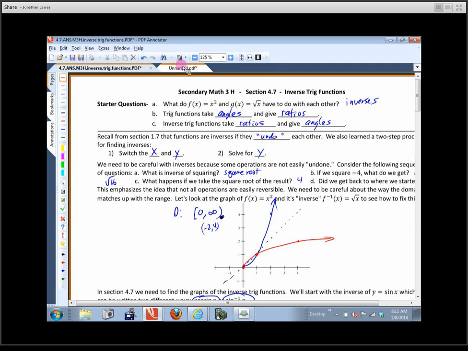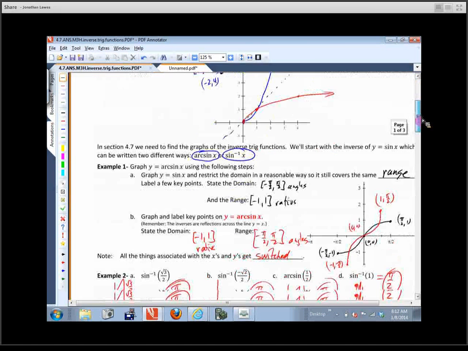Okay? All right. So yesterday we were talking about the inverse trig functions, and again, I'll make this clear. Regular old trig functions, you put an angle in and they return a ratio. So regular trig functions take angles and give ratios. Inverse trig functions do the exact opposite. You plug in a ratio and it spits out the angle that it corresponds to. But we've got to be careful because the domain and the range are a little bit tricky on inverse functions, as we saw right here with x squared and square root of x.